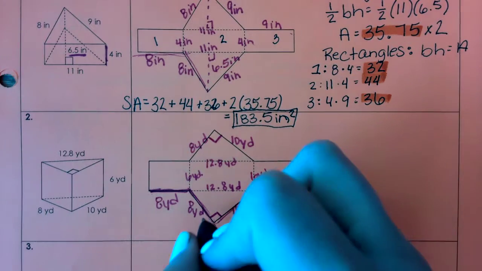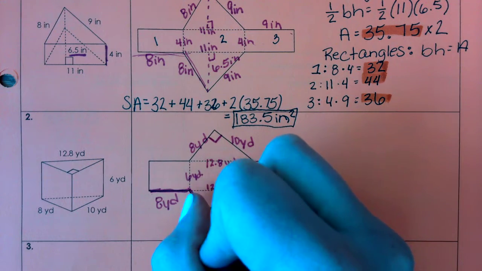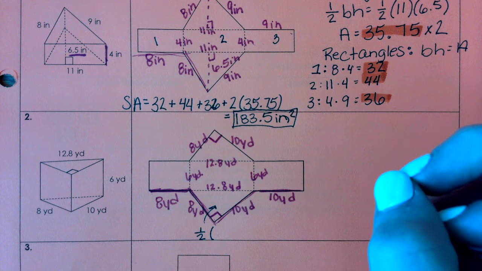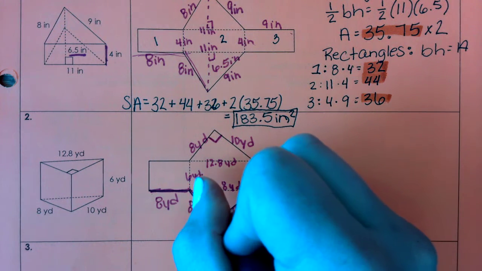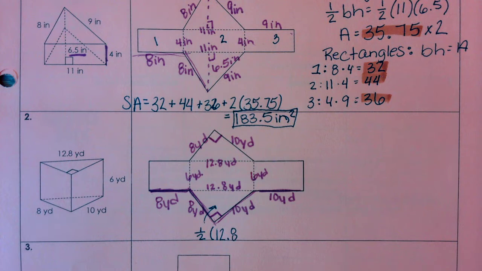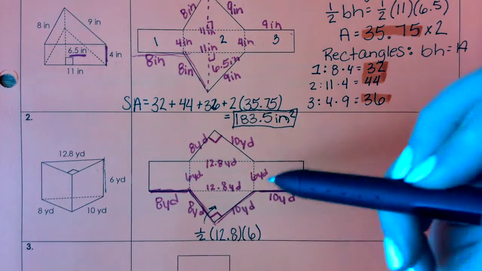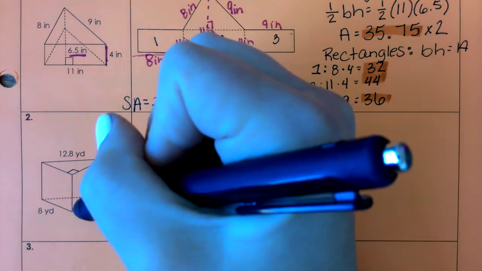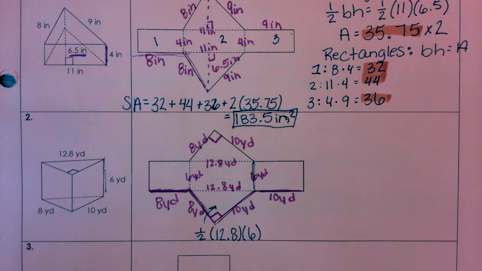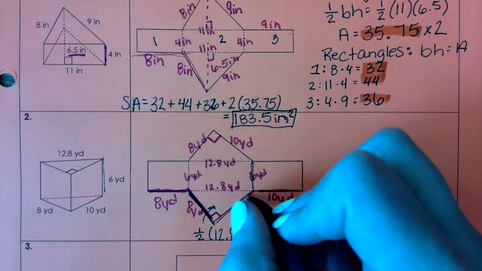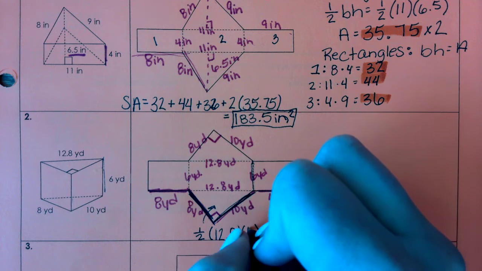So for my triangles, I'm going to have 1/2 times my base is 12.8. Okay, and what's my height here? 6. Because my height is here. Okay. Oh no, this is a right angle. This is a right angle triangle. Remember our base on our right angle is this one? Our base is here and our height is here. So this should, oh, I don't even know where I got 6 from.